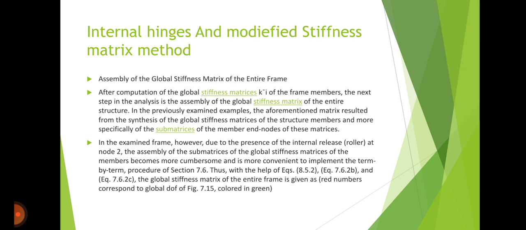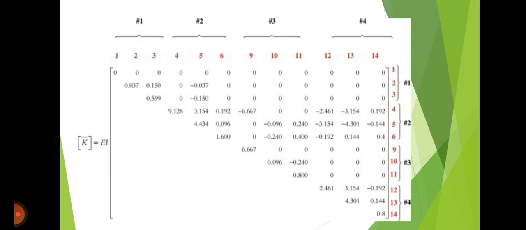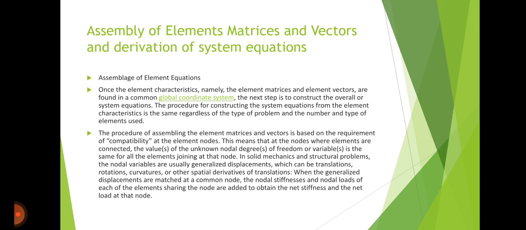Thus, with the help of equation 8.5.2, equation 7.6.2b, and equation 7.6.2c, the global stiffness matrix of the entire frame is given, where red numbers correspond to global DOF of figure 7.15 colored in green. The table shows the given statements: assembly of element matrices and vectors and derivation of system equation.